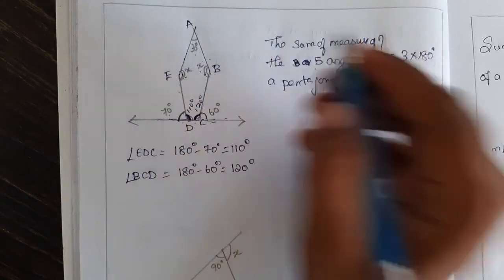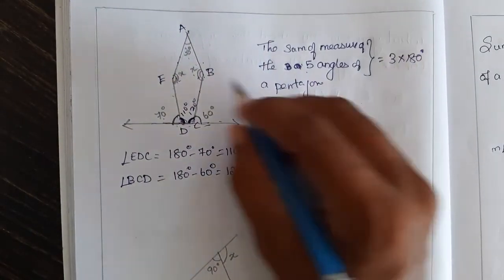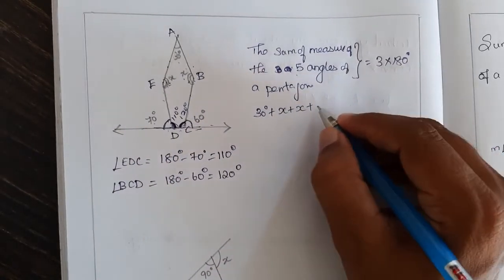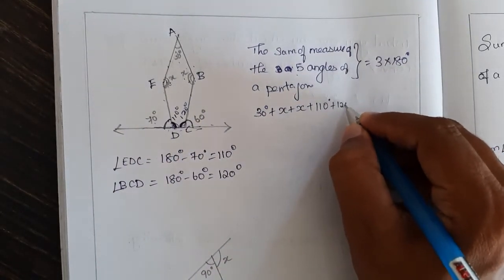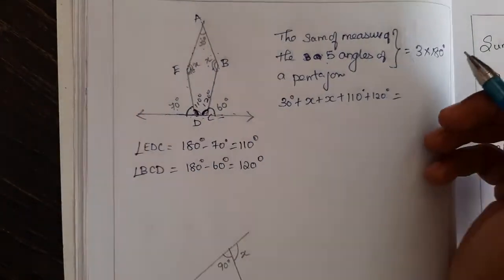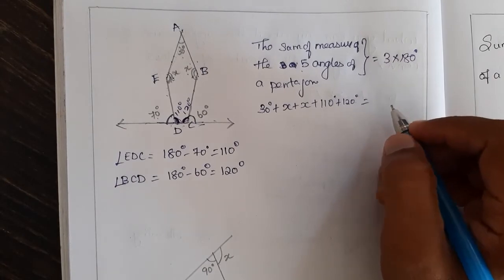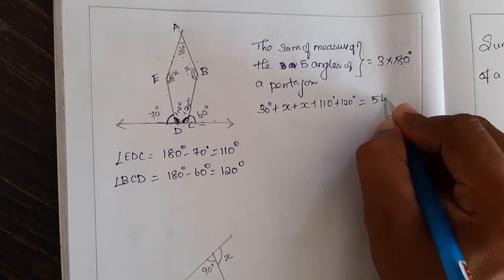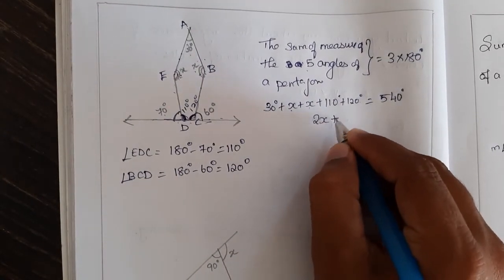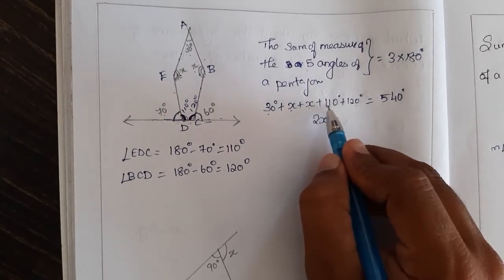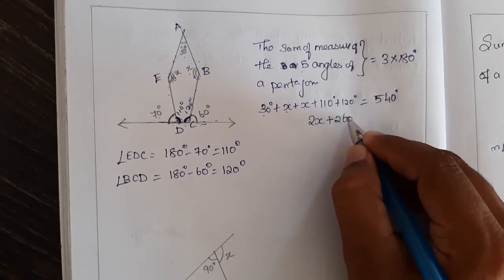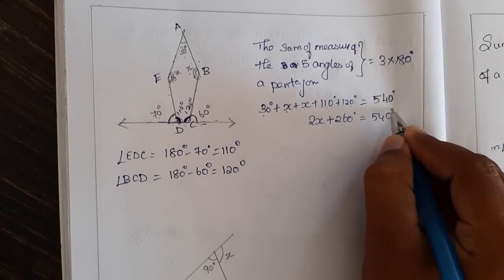So let me add all these things. 30 degrees plus x plus x plus x plus 110 plus 120 is equal to 3 into 180. 3 into 180 is 540, right? So x plus x will become 2x, plus 30 plus 110 plus 120, which is 260, right? 260 is equal to 540 degrees.